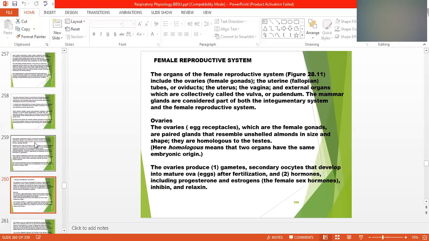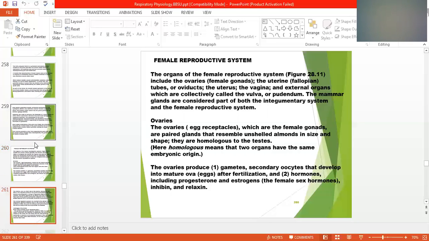Ovaries produce gametes, secondary oocytes that develop into mature ova after fertilization. The ovaries produce what? Gametes, ova, secondary oocytes that develop into mature ova, egg, after fertilization. Hormones include progesterone and estrogen, the female sex hormones. Inhibin and relaxin are also present.